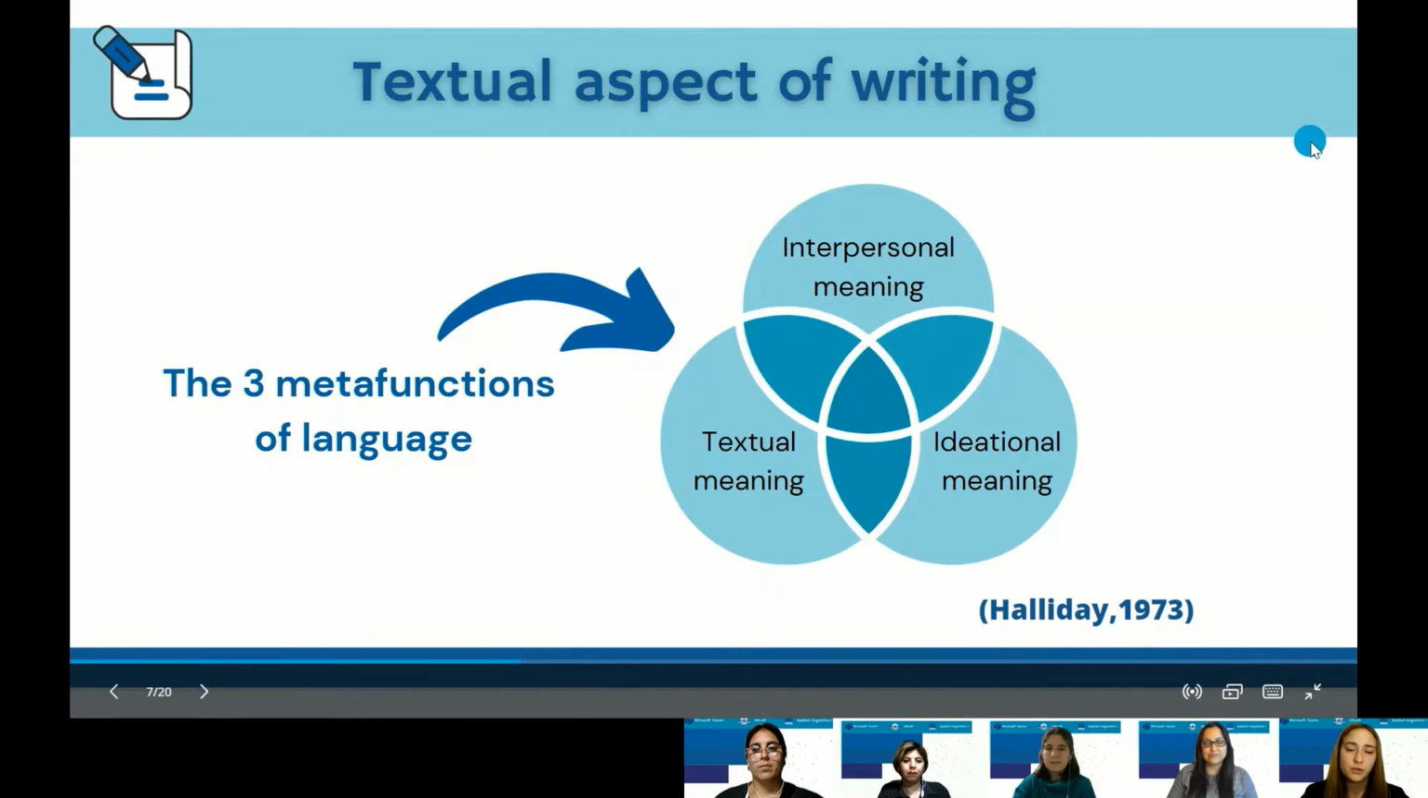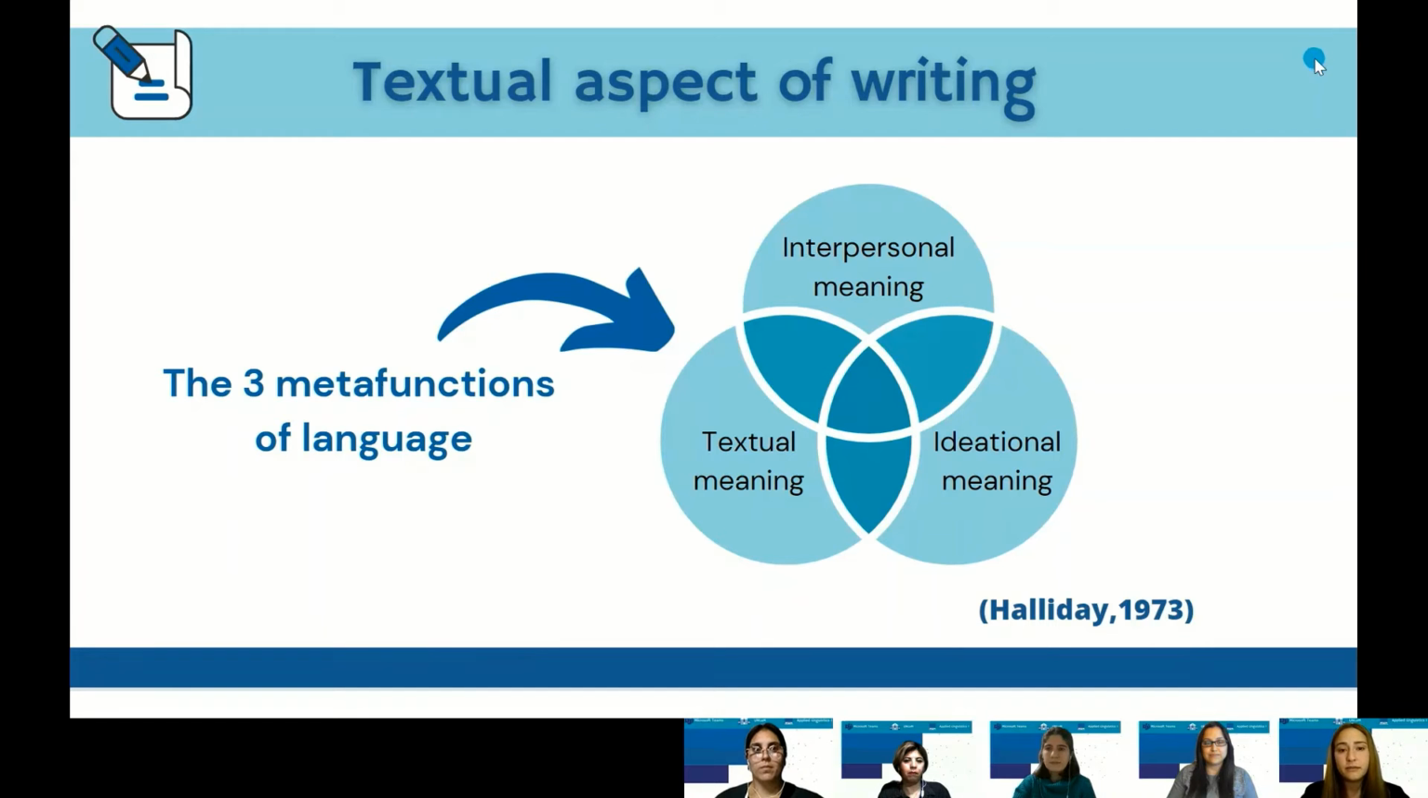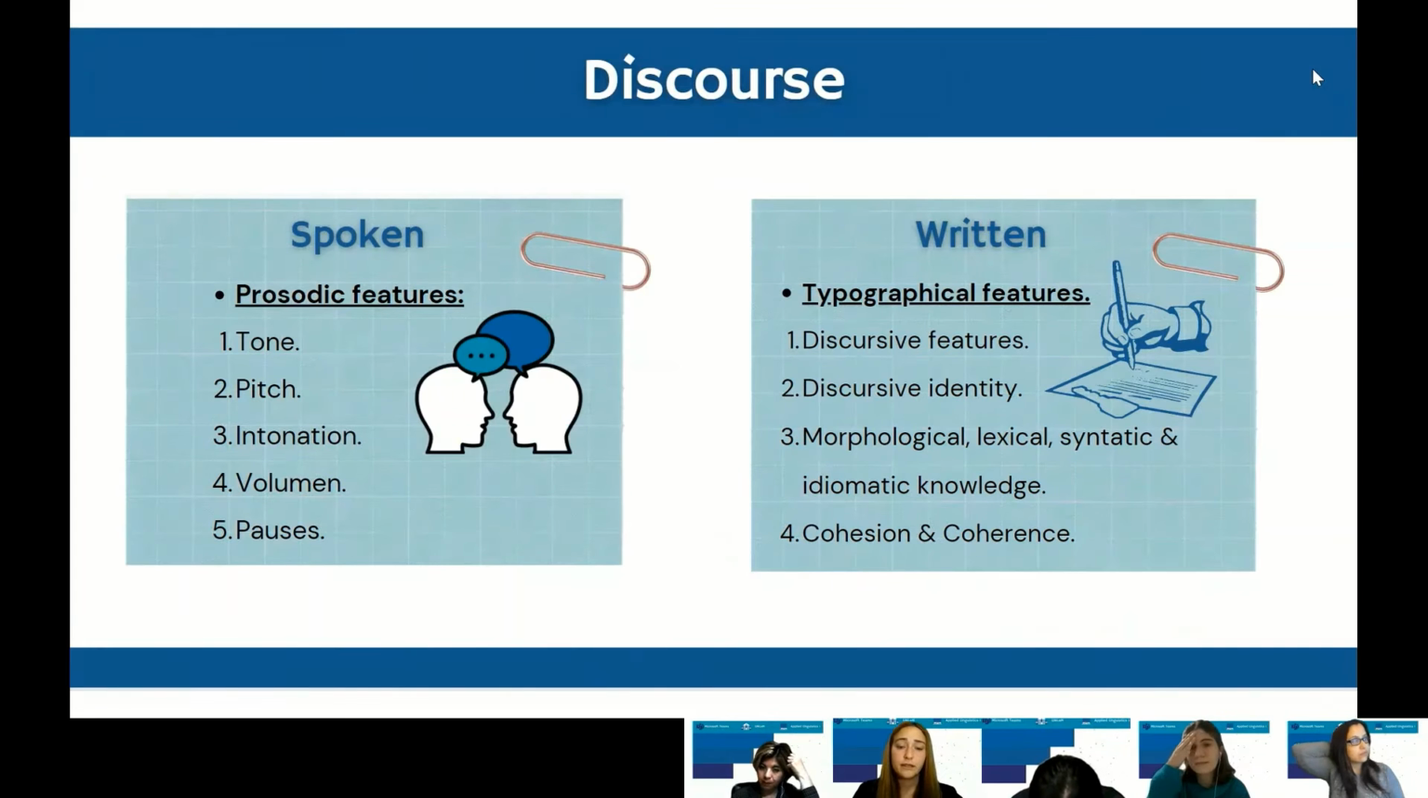Now let's focus on the textual aspect of writing. It is the material realization of the other two aspects of writing. Writers do not simply encode ideational meaning, that is to say, the meaning of their ideas, but they also create textual meaning, which is the meaning that helps the reader navigate through the text, as well as interpersonal meaning that is connected with the relationship between the writer and the reader. The knowledge of how these meanings can be constructed through discourse features is an important part of the writer's competence.